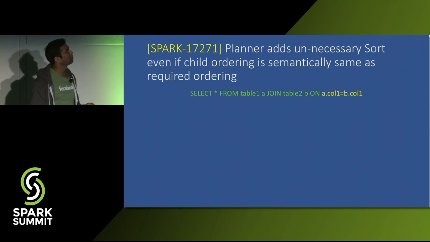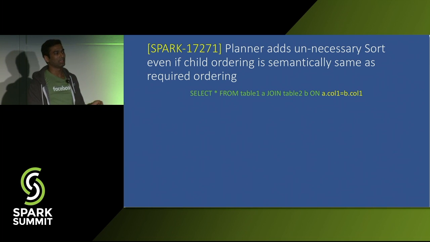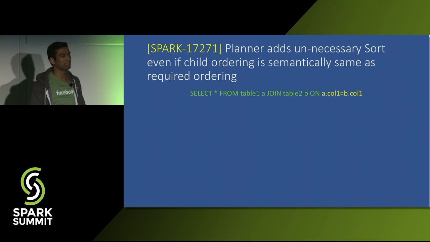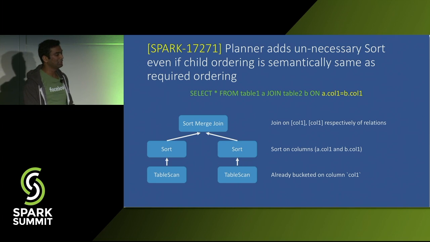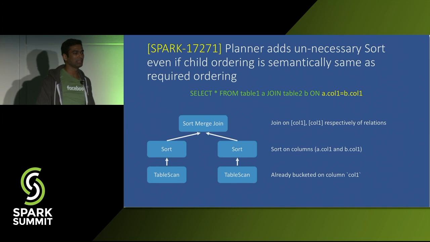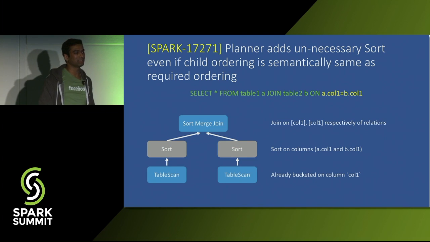Next up, I have Spark 17271. Over here, there's again a join, and the join key is column 1, and both the tables in the join are bucketed on column 1. This is the plan generated by the Spark planner, and you can see that at the bottom there's a table scan, then a sort, and then finally a sort merge join. Since both the input tables are bucketed and sorted on column 1, this sort is really not necessary.